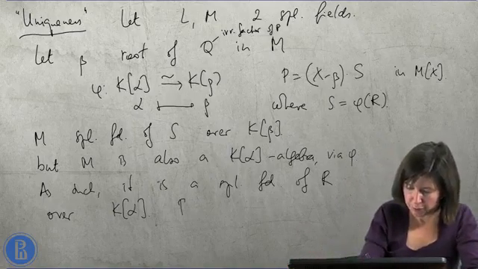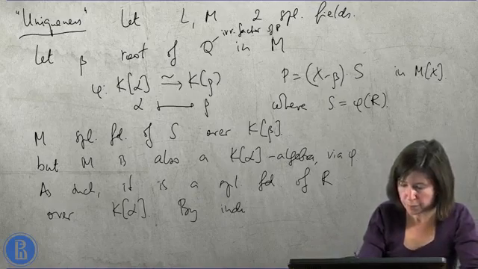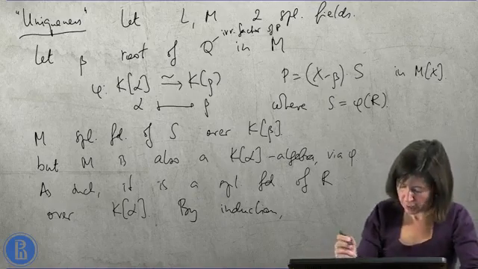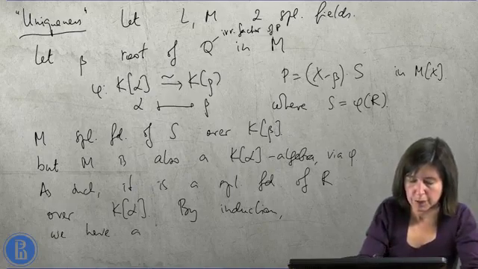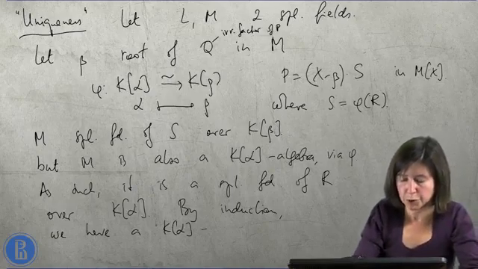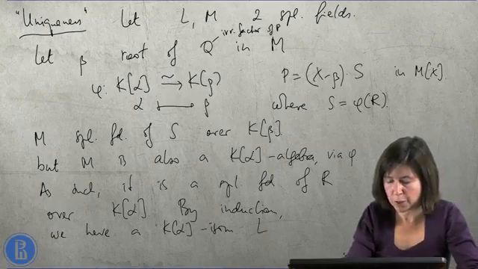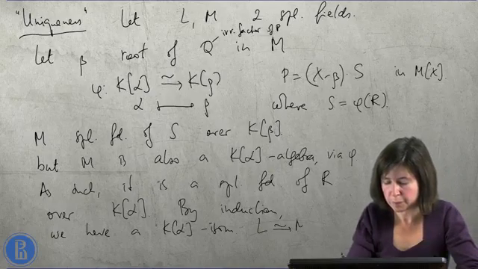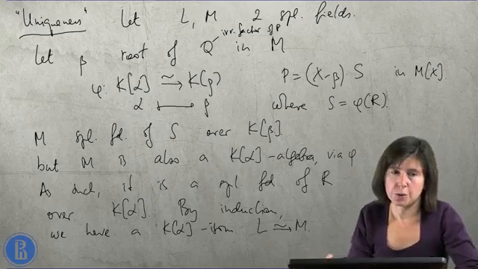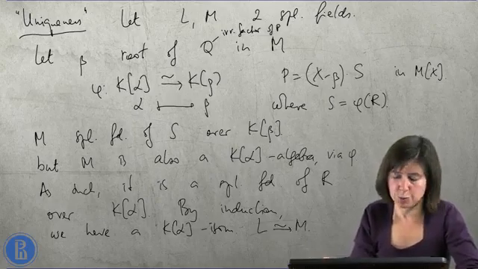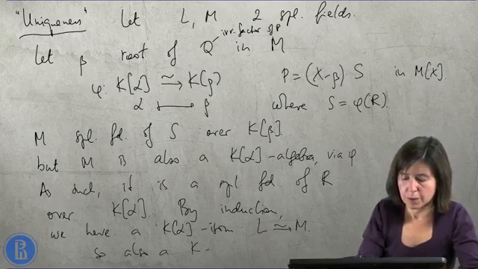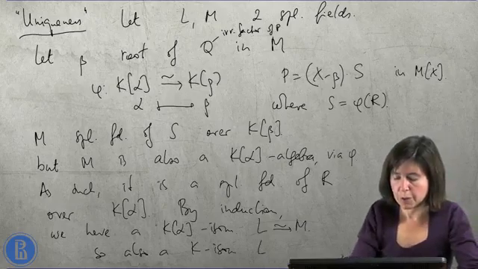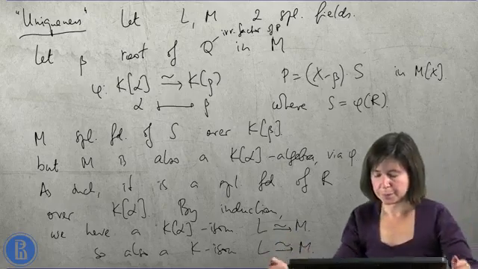So by induction, we have a K of alpha isomorphism from L to M. And of course, we also have a K isomorphism between L and M.